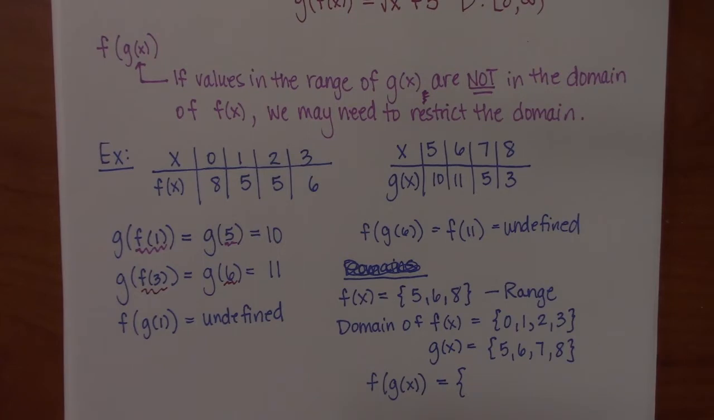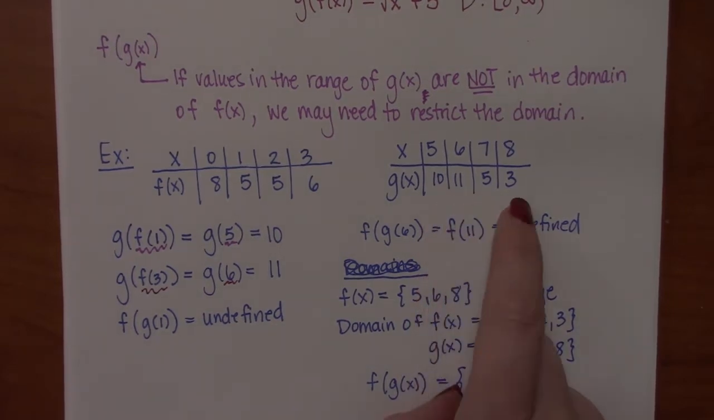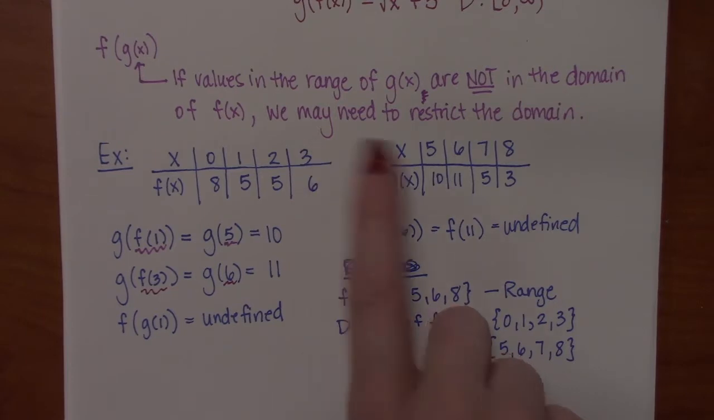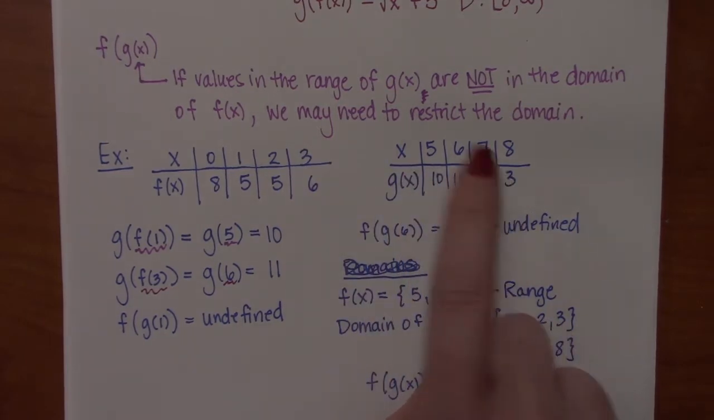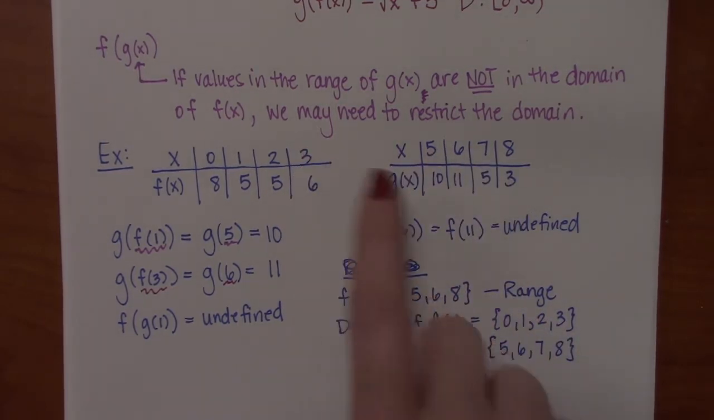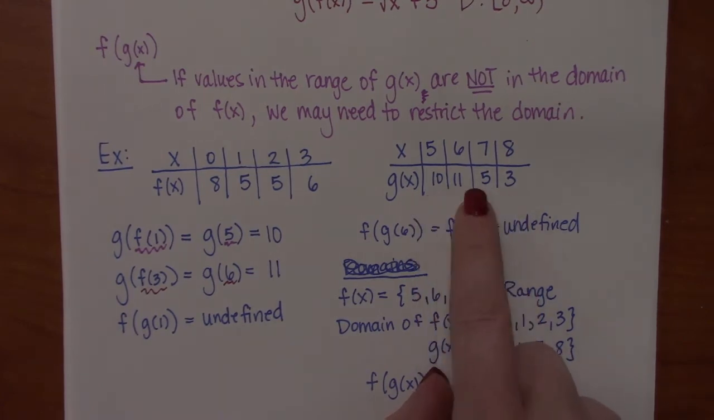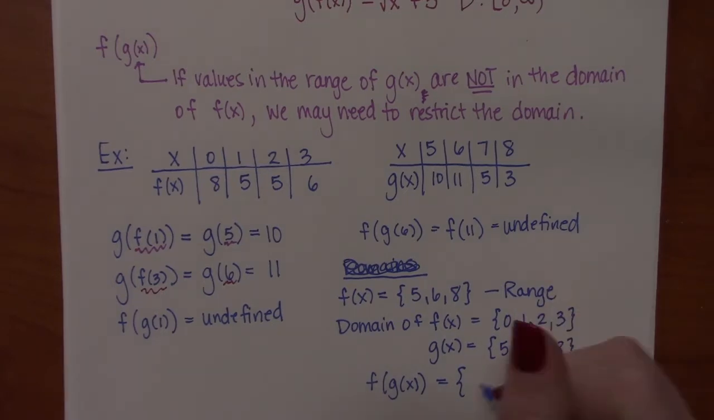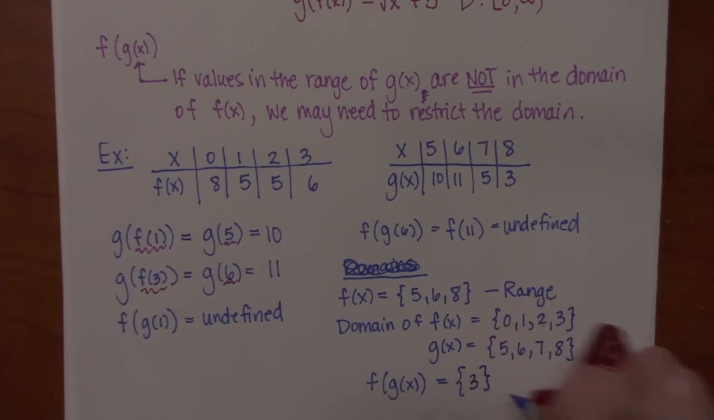So all I'm doing with the table is I scan the y values of the inside function and make sure they have corresponding values on the top row of the outside function. So you look at the range here and compare it to the domain here. And the only value that's here and here is 3. So we see that? That's the only thing that's going to actually produce a final result for you. So the domain of f of g of x is just 3.